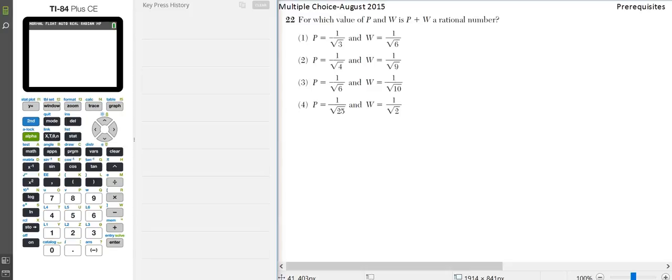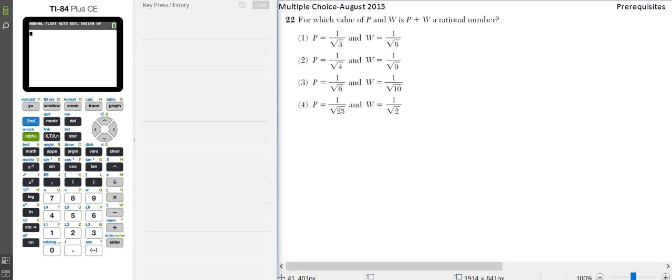This is an actual Regents question from the August 2015 Algebra 1 Regents. It is question number 22. The question gives us 4 values for P and 4 values for W. They want to know which set of P and W will give us a rational number when P plus W is computed.